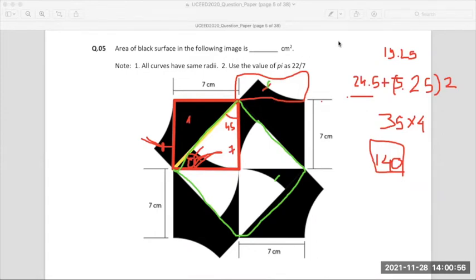Okay, is this clear? Shall we move ahead? Is this clear? Yes, ma'am.